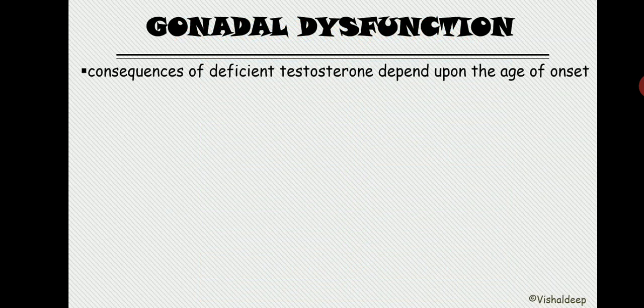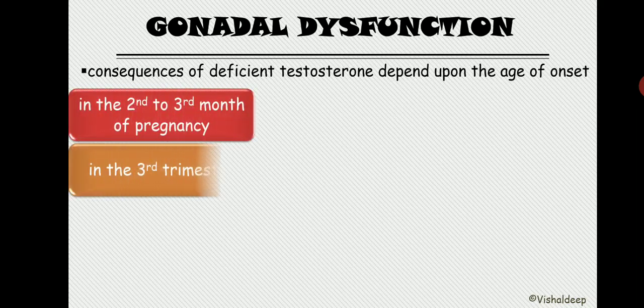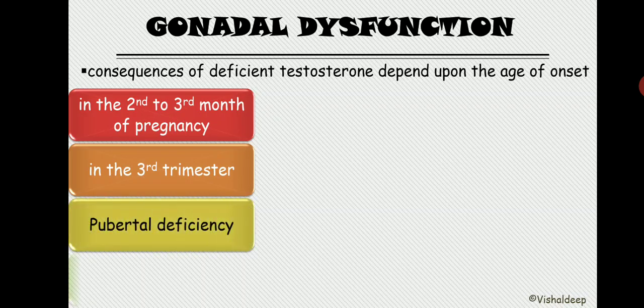Now consequences of a deficiency of the testosterone will depend on the age of the onset. You see, testosterone has some function in the fetal life, and some function at the puberty level, right? So where the deficiency of the testosterone takes place will determine the actual consequences of the dysfunction, right? So first is the second and third month of a pregnancy, then the third trimester of a pregnancy, then during the puberty and after the puberty.